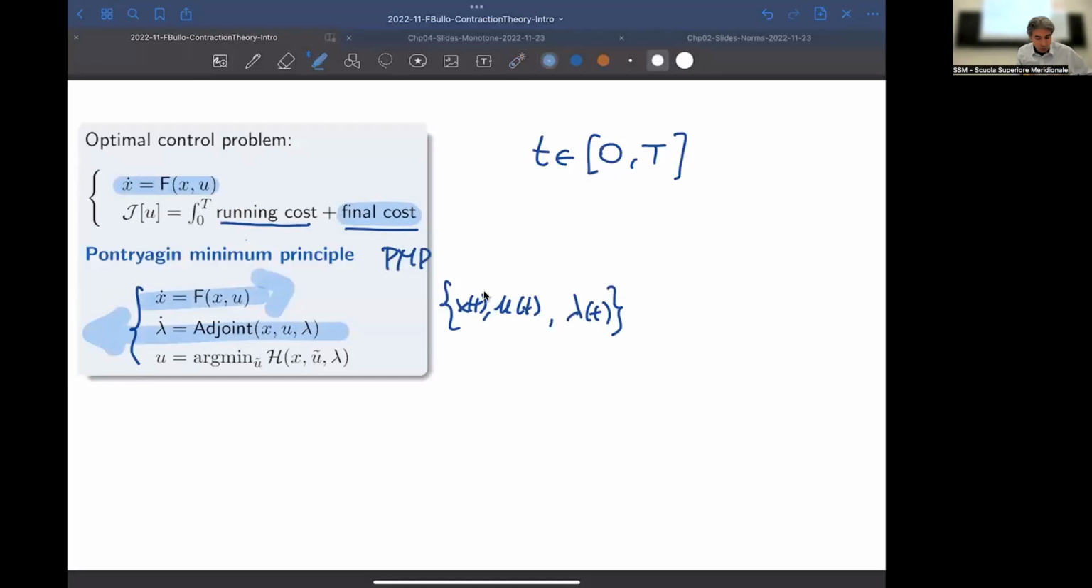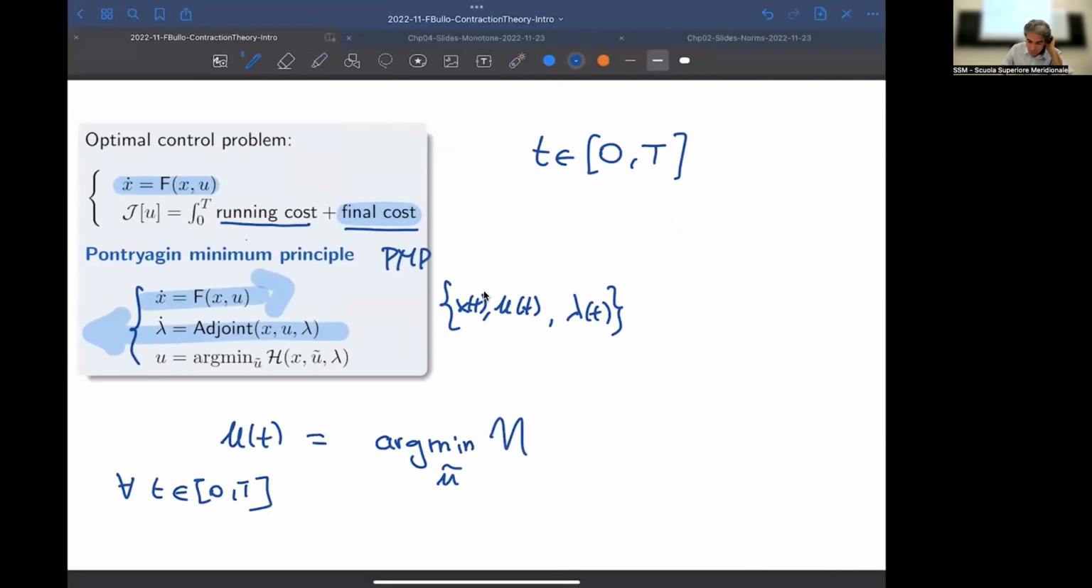And what Pontryagin proves is that after you've done this forward-backward operation, at each point in time t, for all t in the interval 0 to capital T, it turns out that u of t is minimizing a certain function, the minimum with respect to u tilde of h of x at time t, u tilde, and lambda at time t.